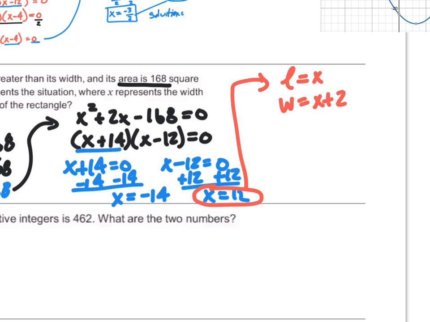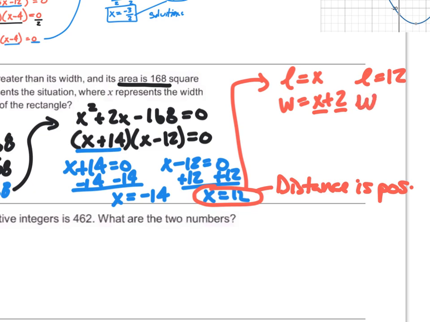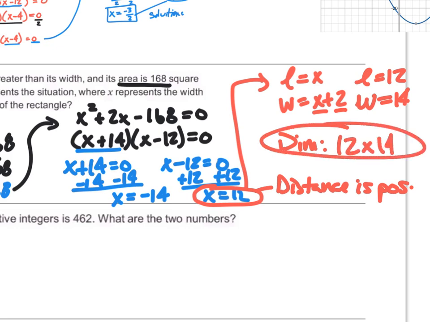The reason why is because if I were to plug in negative 14, I can't have a negative length. So I have to choose the positive one, because my distance has to be positive. Then our dimensions, if I plug that in: my length is equal to 12, and if I take 12 and add 2, my width is going to be 14. So my dimensions are a 12 by 14 rectangle. And that's how you do something like that.